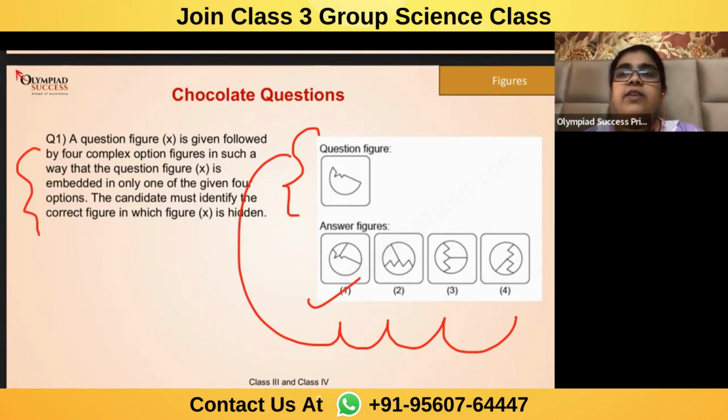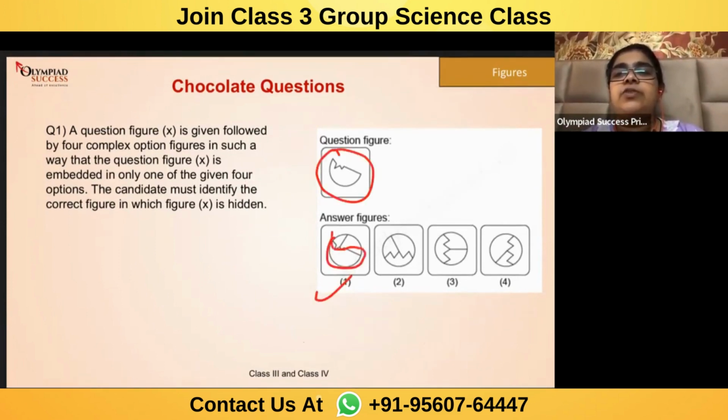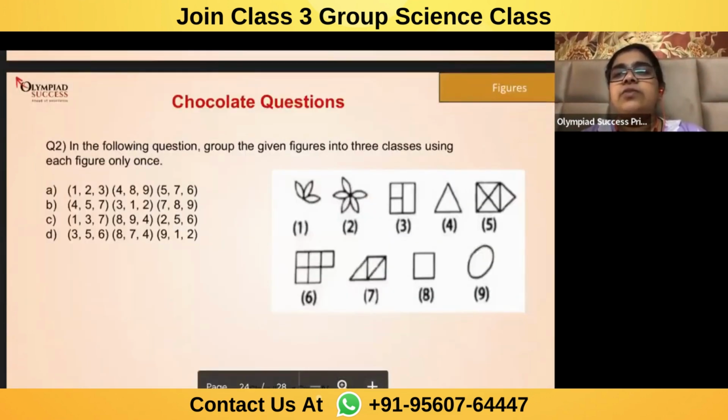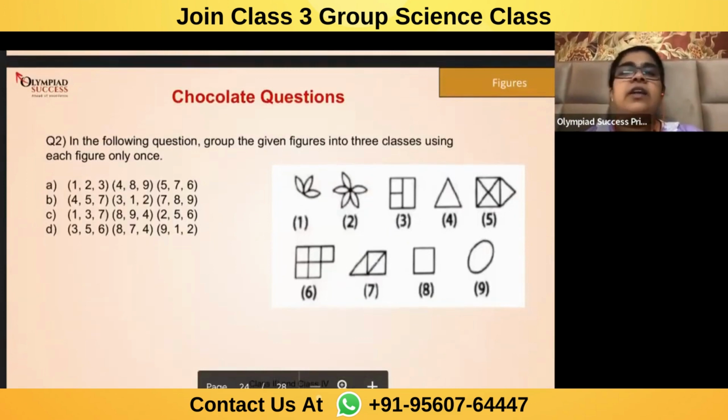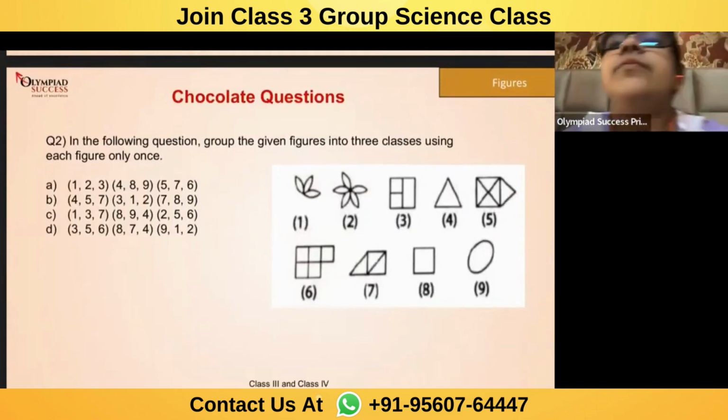Okay. Fine. All right. So the answer is option A because this figure is exactly present over here. So no doubts over here. Now let's do the second chocolate question. This is very, very interesting and a nice tough one. Not tough, but tricky.